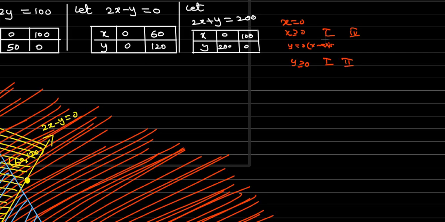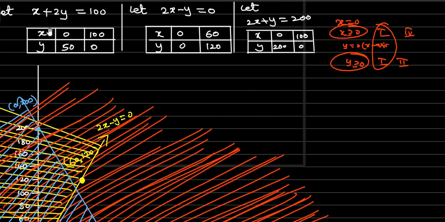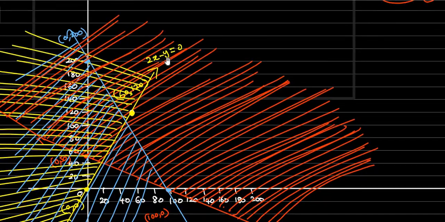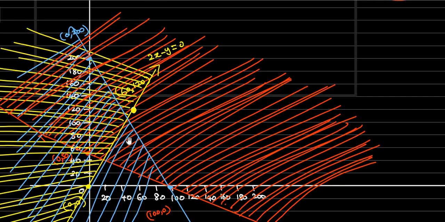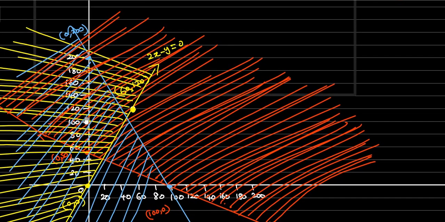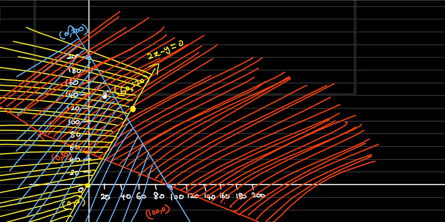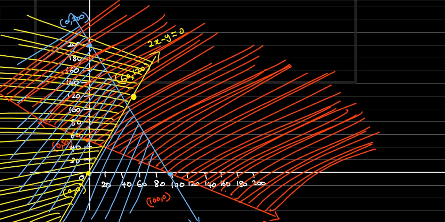Now what is the common solution? Both inequalities, x greater than or equal to 0 and y greater than or equal to 0, share only the first quadrant, right? So for our remaining three inequalities also in the first quadrant, wherever the common solution for all three is, that is the feasible region. You can notice that. I'll just highlight it.